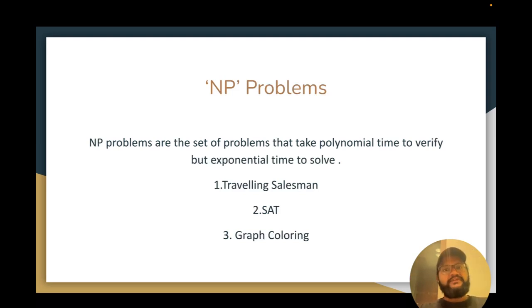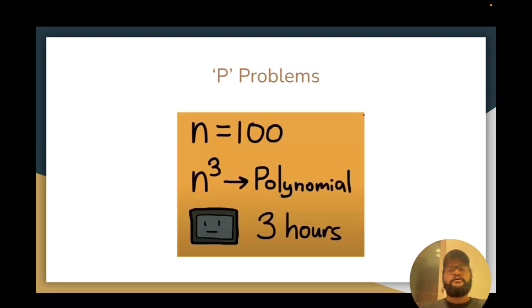That simply means that it is difficult to design an algorithm to solve the problem. But if I give you a certain solution, you can check and tell me if the solution is correct or not. Some examples of NP problems are the traveling salesman, the SAT problem, and the graph coloring problem.